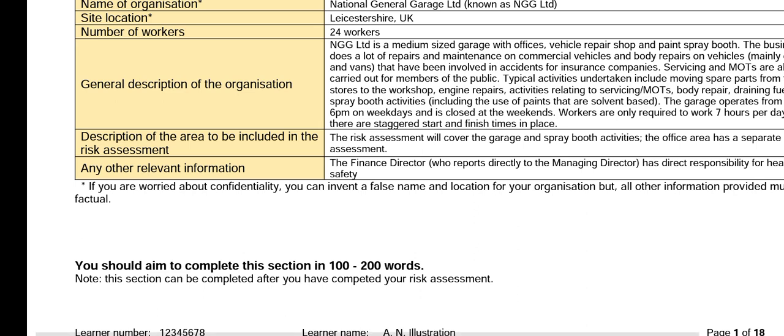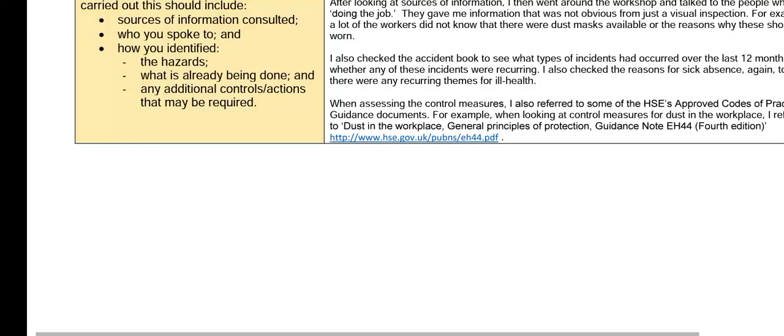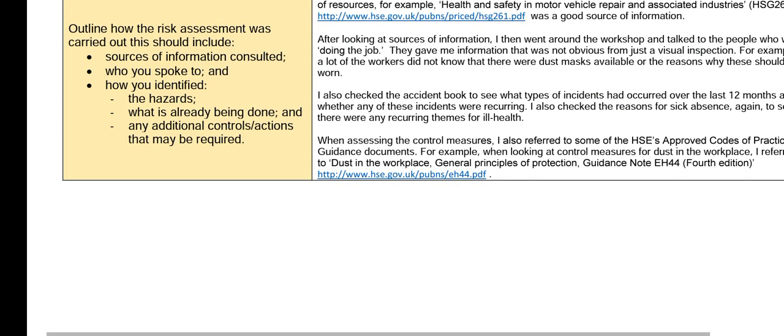And then the area for which we are preparing the risk assessment, we will mention that area, and the person who is responsible for health and safety, we will mention that person. Okay, so this was the lecture for the first part. Okay, thank you. Assalamu alaikum.